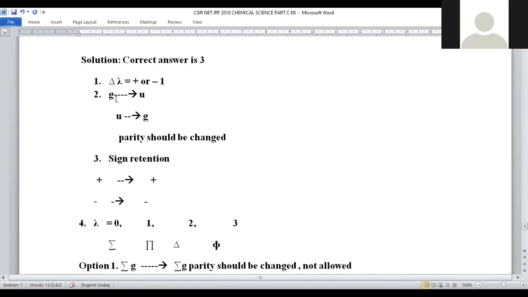And the second rule will be gerade can be converted into ungerade, and ungerade can be converted into gerade orbital. So here parity should be changed. Change in the parity is required. That is the second rule.